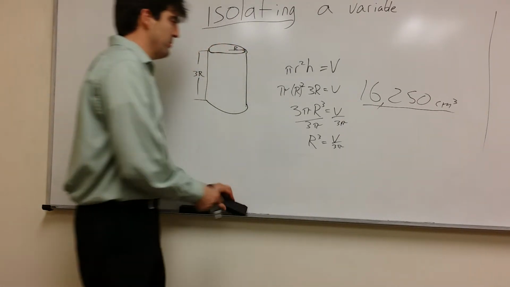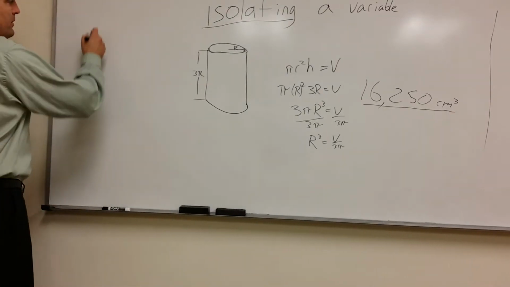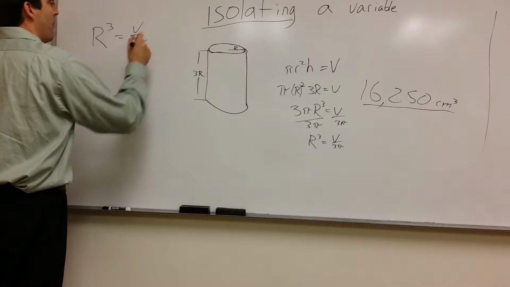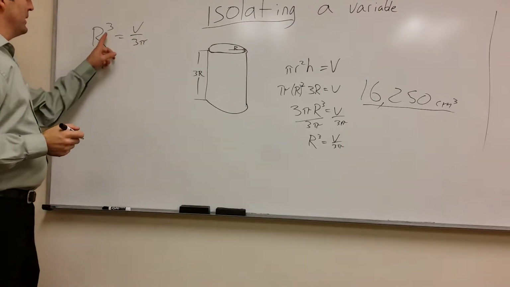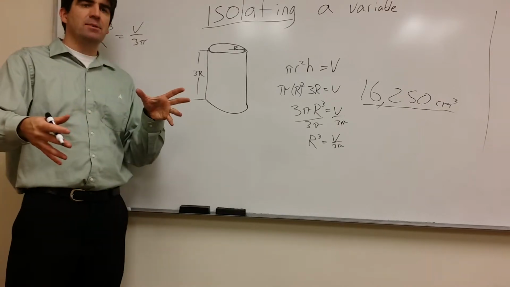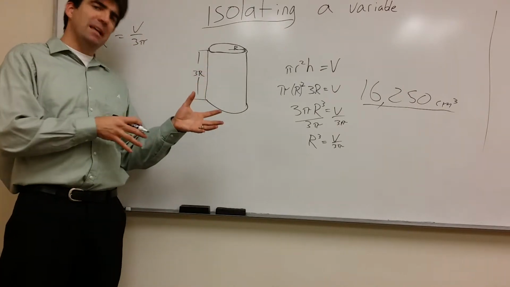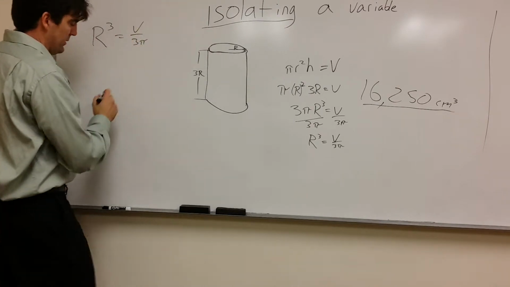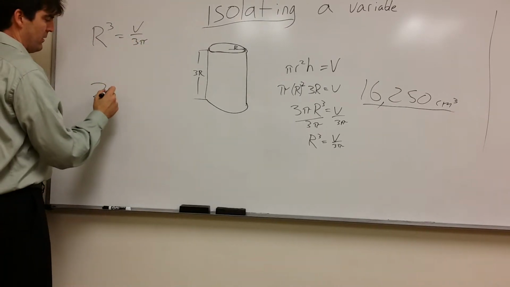Kind of got too low on the board there. Let me come over here. I'm going to recopy it. R cubed equals V over 3 pi. So cubed means times itself 3 times. Well, is there a way we know how to take the opposite of that? So let's just learn that real quick. Quick lesson on how that works.